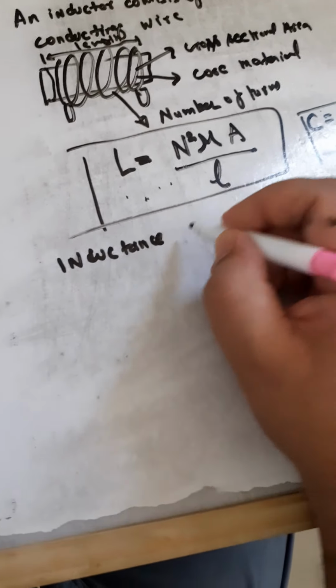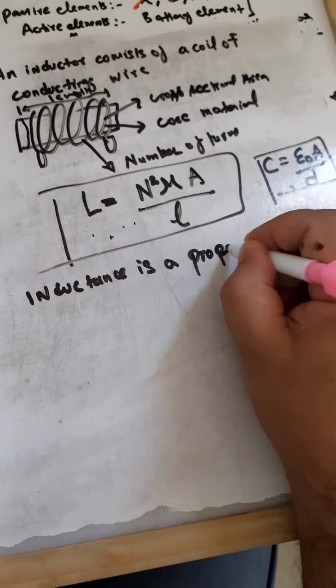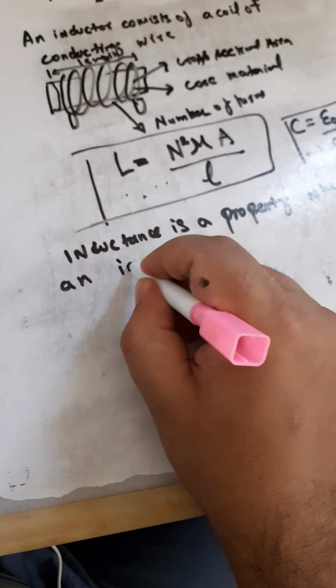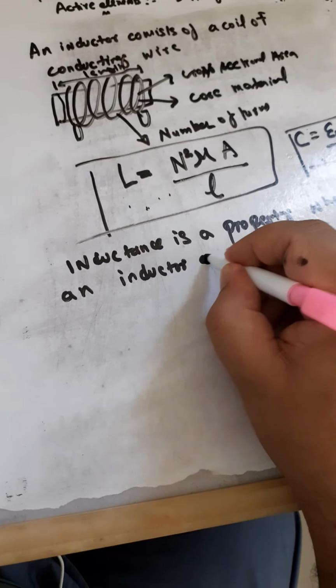Inductance is a property where an inductor opposes the change in current flowing through it.